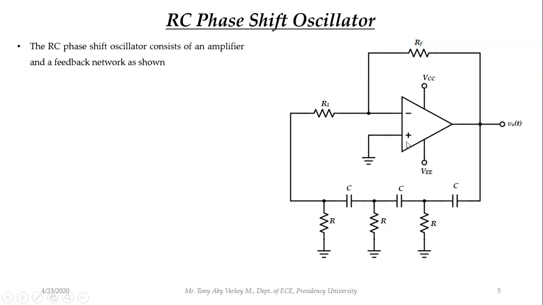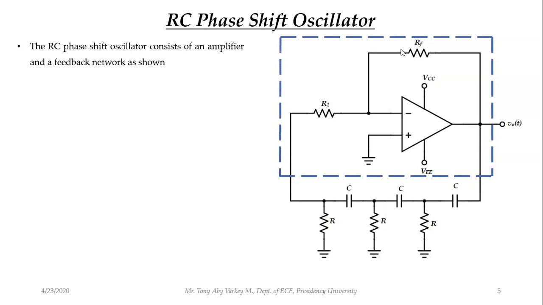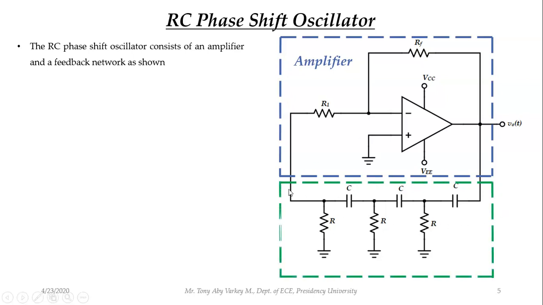You can see that the non-inverting terminal is grounded, so the feedback signal is given to the inverting terminal only. So this part is the amplifier. I am marking it here. The one in the blue dotted line box is the amplifier, and the one in the green box is the feedback network. Correct. So this consists of the feedback network.